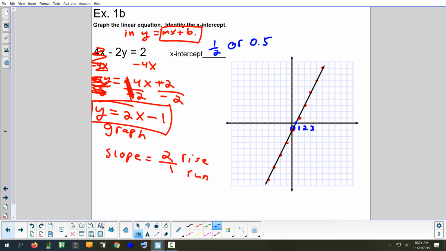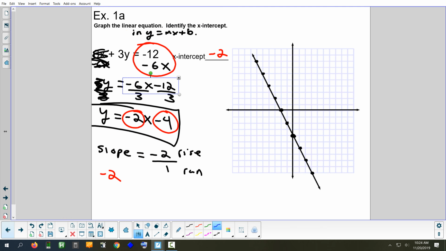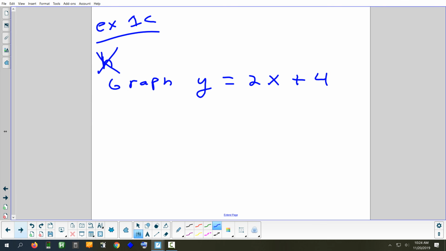2x plus 4. I don't think that's one we did. We did 2x minus 1. But you know what? We already did a negative 2x. That's okay. We'll do positive 2x. Y equals 2x plus 4.